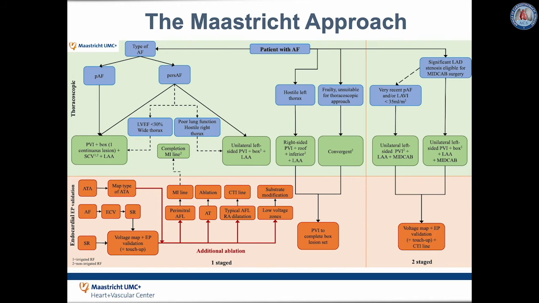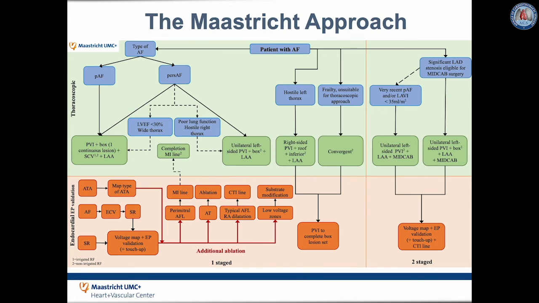If you have a poor lung function or a hostile right thorax, this favors a unilateral left-sided approach, where we do a PVI, a box, and a left atrial appendage occlusion. In patients with a hostile left thorax, we can always do a right-sided PVI and a roof and an inferior line and exclusion of the left atrial appendage. And in patients that are frail and unsuitable for a thoracoscopic approach, we can always offer them the conversion procedure.